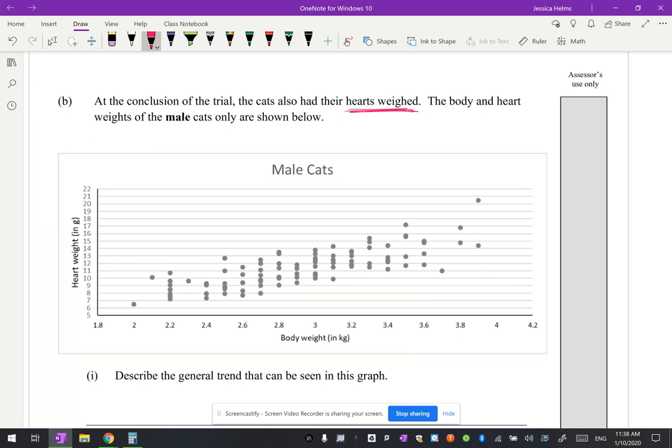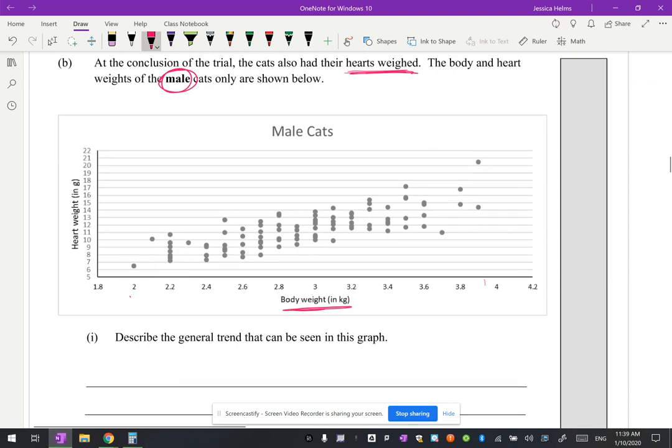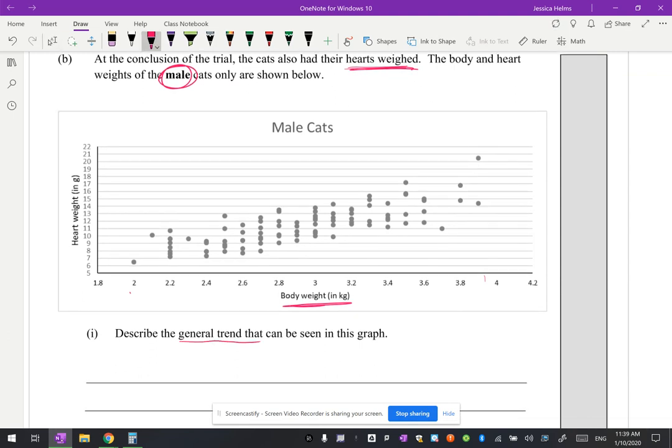The body and the heart weights of the male cats are shown below. So this is just the male cats, if we remember that. So this is the male cat, and it's got their body weight. So their weight's going from 2 kilos up to, what's that, 3.9 kilos, and the weight of their heart in grams. So describe the general trend that can be seen in this graph.